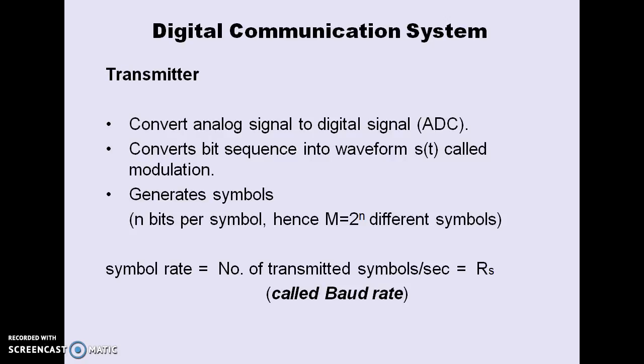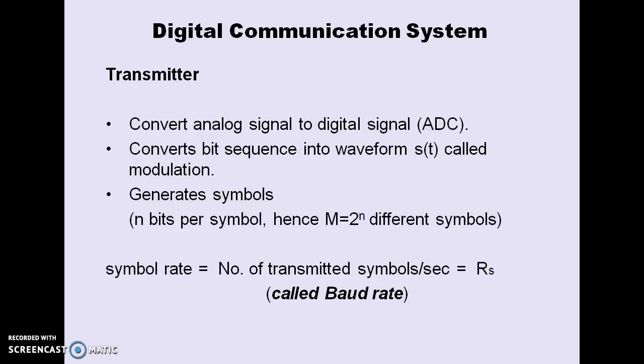Now we will discuss what the task of the transmitter is in a digital communication system. The transmitter's first task is to convert the analog signal to a digital signal using analog to digital conversion. Then it converts the digital bit sequence into a waveform s(t), which is the process of modulation. This bit sequence can be sent bit by bit, or it can be sent by a symbol. A symbol is a collection of n number of bits.